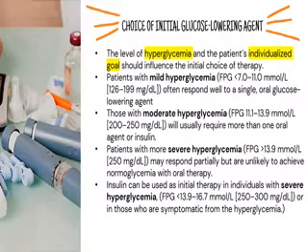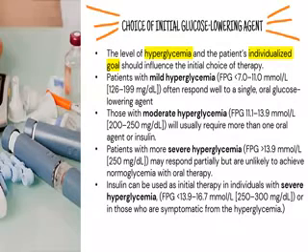Patients with mild hyperglycemia often respond well to a single oral glucose lowering agent. Those with moderate hyperglycemia, 200 to 250, will usually require more than one oral agent or insulin. Patients with more severe hyperglycemia, about 250, may respond partially but are unlikely to achieve normoglycemia with oral therapy.